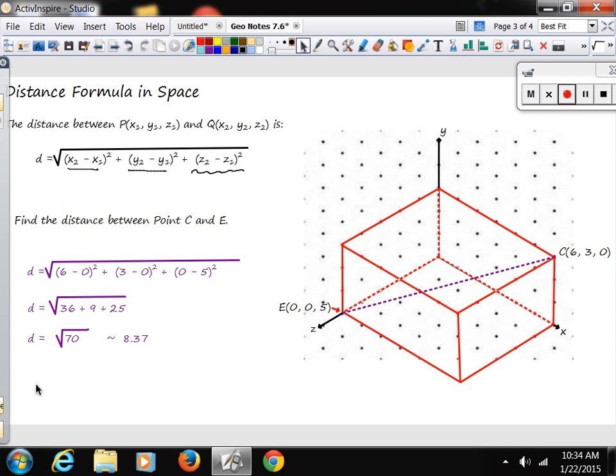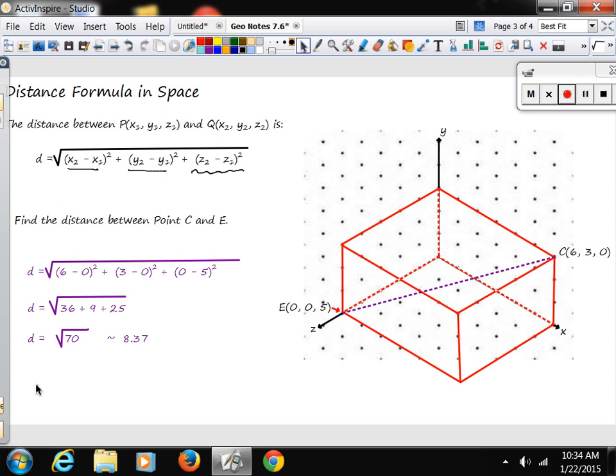8.4 units. So that's the distance formula in space as far as the 3 dimensions. You just plug in the distance formula that will get you how far it is. Now this is units on your graph. 8.37 or 8.4.